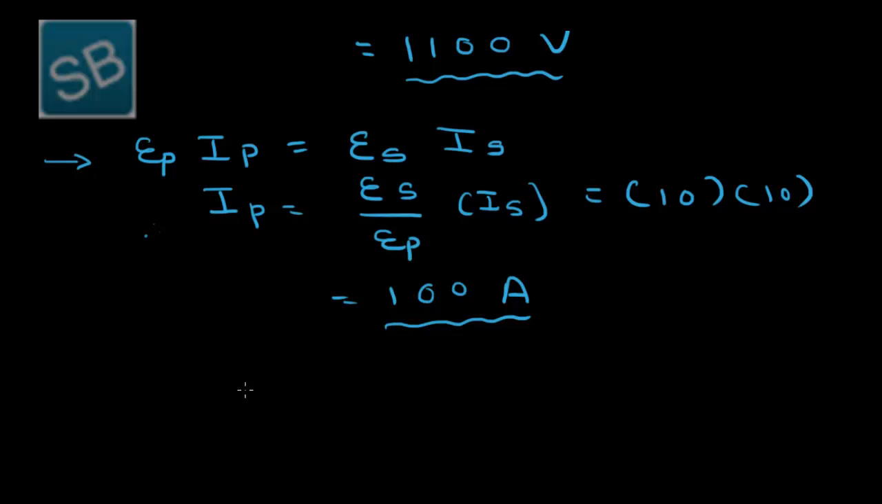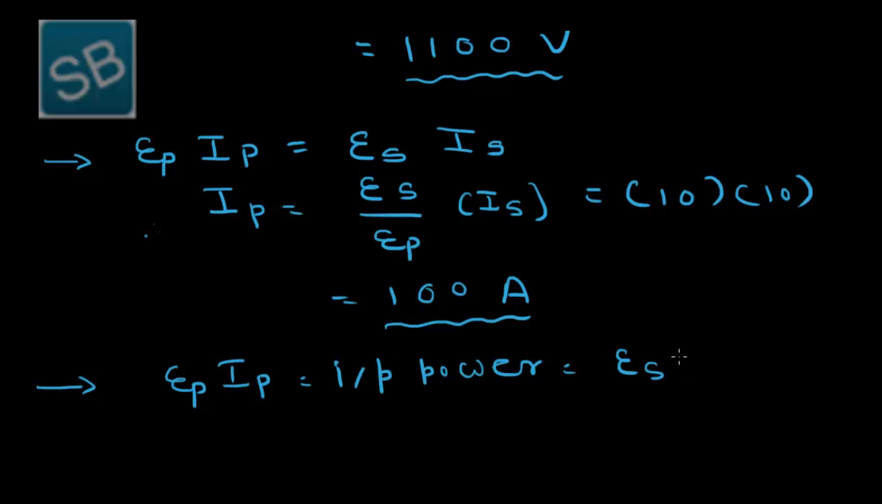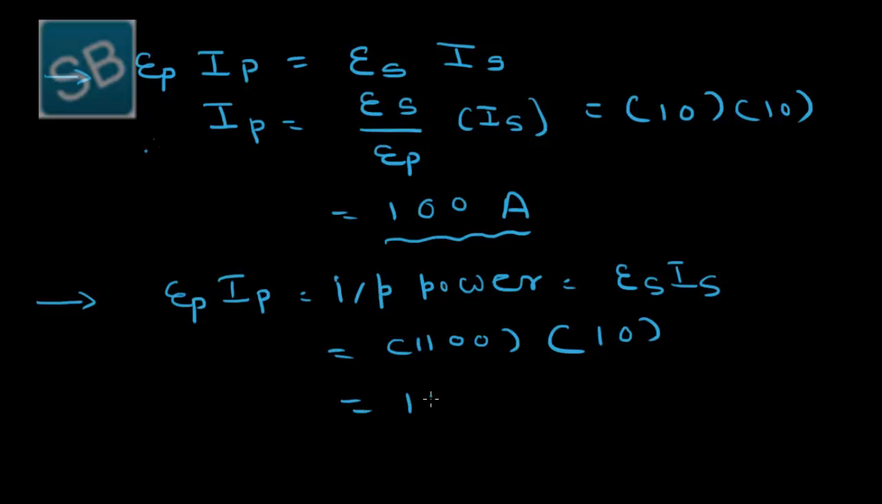And now input power is equal to output power. So this is actually input power, which is equal to epsilon S I_S. The value of epsilon S is 1100 into the value of I_S, which is 10. Multiplying this quantity, it is equal to 11,000 watt, because it is the input power, and hence all three quantities are defined. And with this, illustration number 15 is also over.